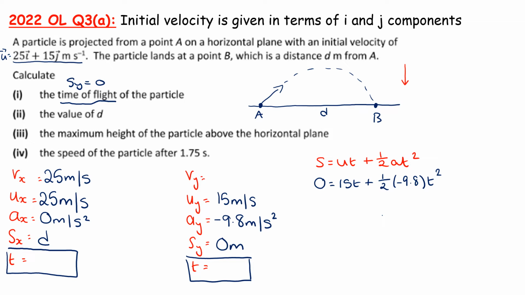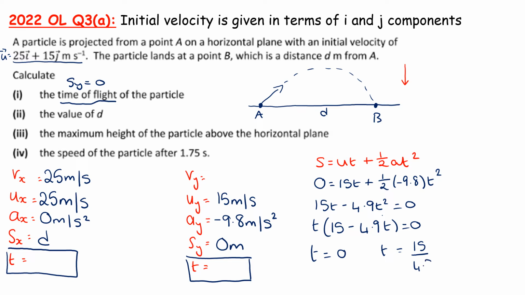And you can see here now we have a negative quadratic, so I'm going to move my 0 to the other side. So we get 15t minus 4.9t squared equals 0. Highest common factor here, so we pull out our t. That leaves us 15 minus 4.9t equals 0. We get two times: time equals 0, and time equals 15 over 4.9. Now, if we had used 10 here for our gravity, as we should with ordinary level questions, we would have got a really nice 3, but we got instead 3.06 seconds, which is our time of flight.